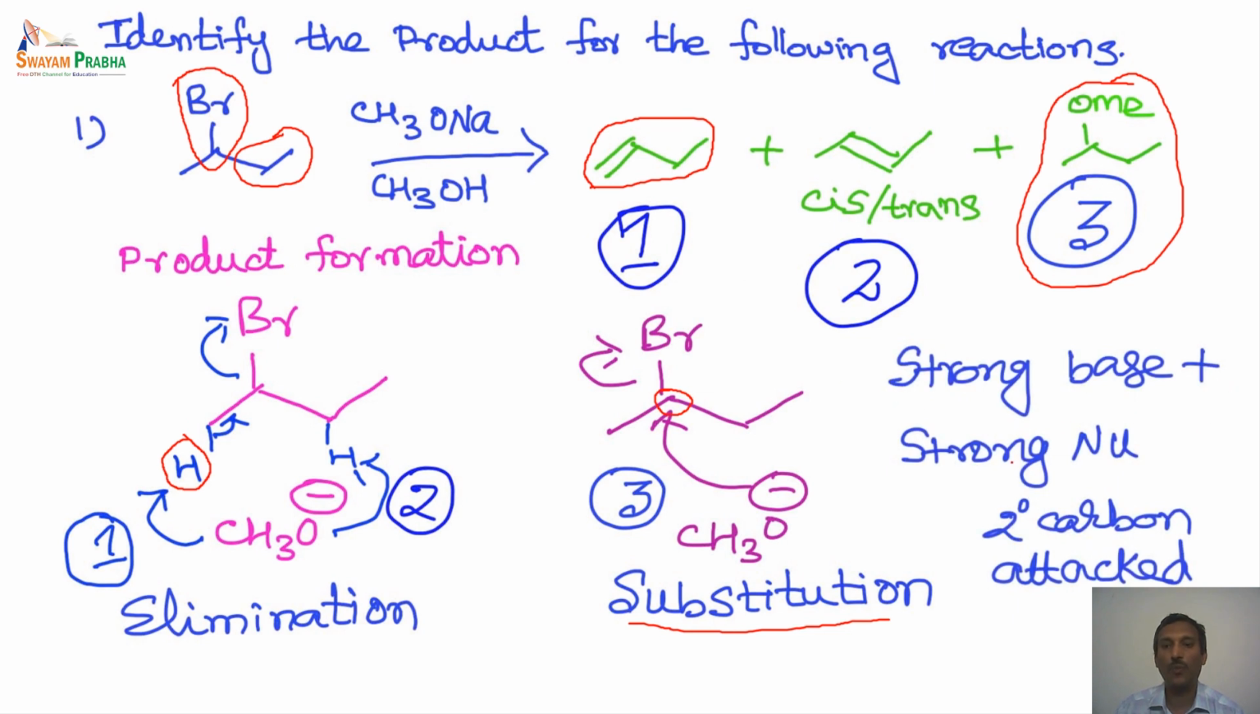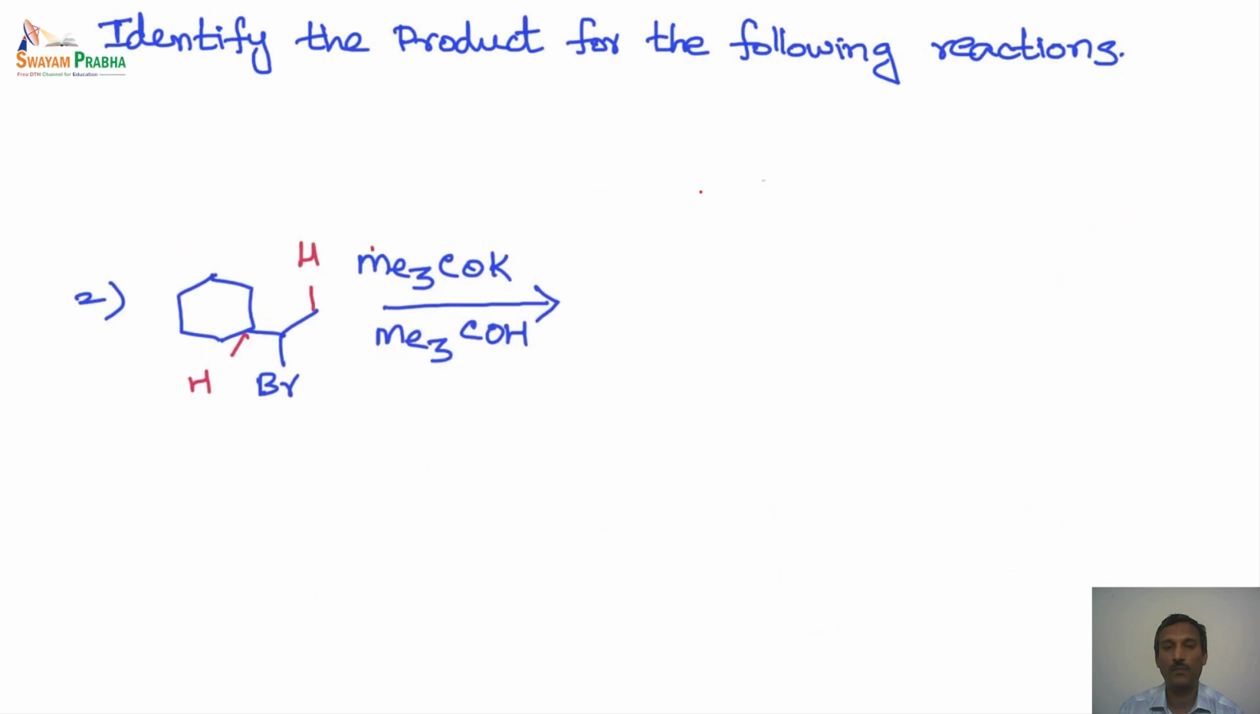So when we use a strong base and a strong nucleophile, because methoxide is a strong base as well as a strong nucleophile, it facilitates both elimination and substitution reaction. And if we look at the next product, we have a tertiary butoxide, which is a very bulky base. We have two beta hydrogens here.